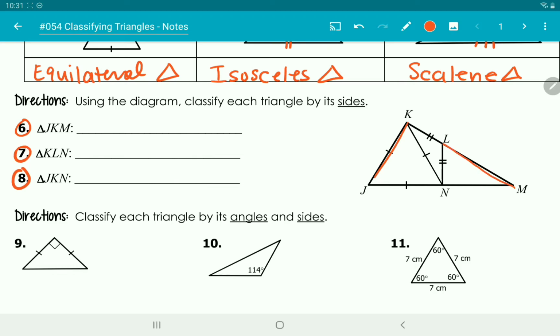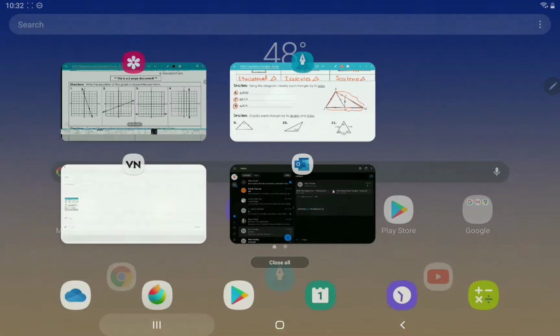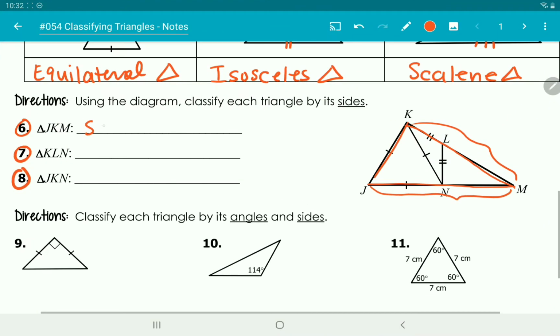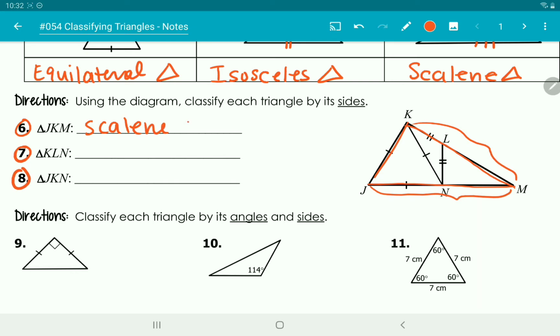JKM is this big part here. So you can see that this part right here only has one tick mark. This is one tick mark plus some extra. This is two tick marks plus some extra. So none of those three sides are the same. So it is going to be considered a scalene triangle because none of those sides are the same.